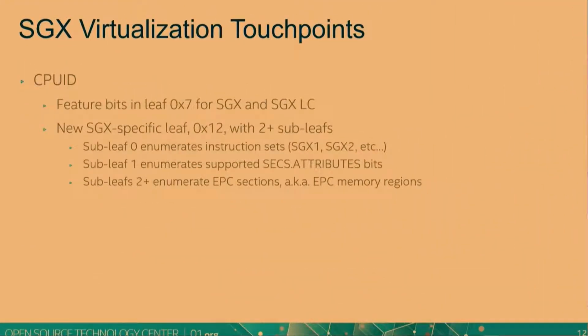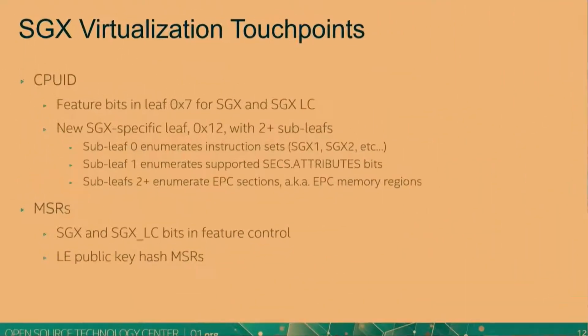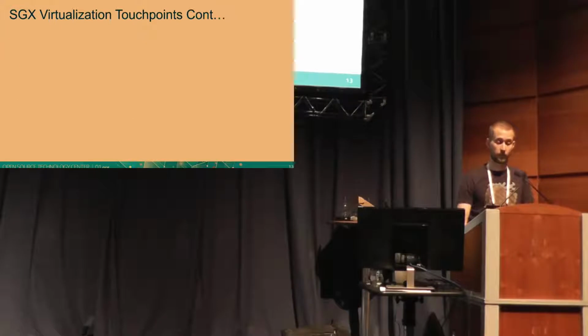So on that line, the virtualization touchpoints. CPUID is kind of your standard: okay, we have to manage all the feature bits. There's an SGX-specific leaf with a bunch of bits enumerating capabilities, what instruction sets are reported, et cetera, and then also subleafs for the EPC sections. From an MSR perspective, there are a couple of new bits in feature control, and then the aforementioned public key hashes.